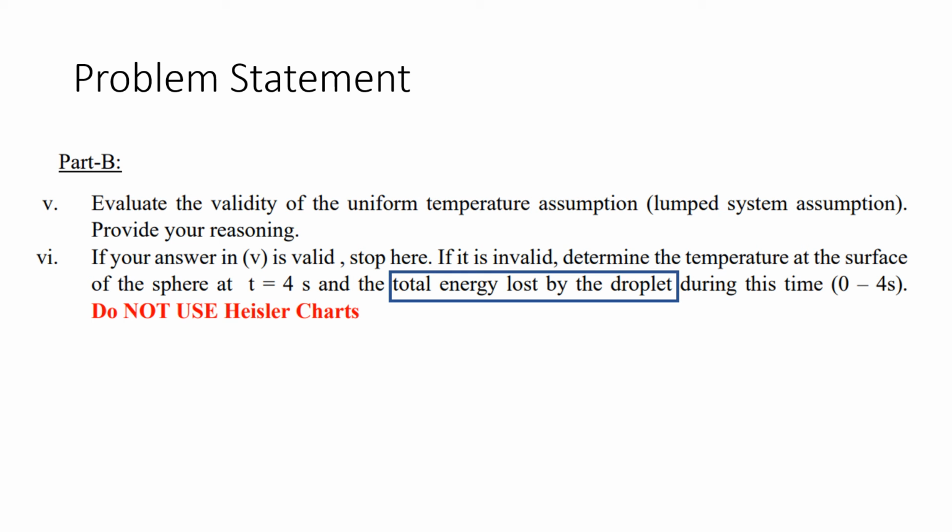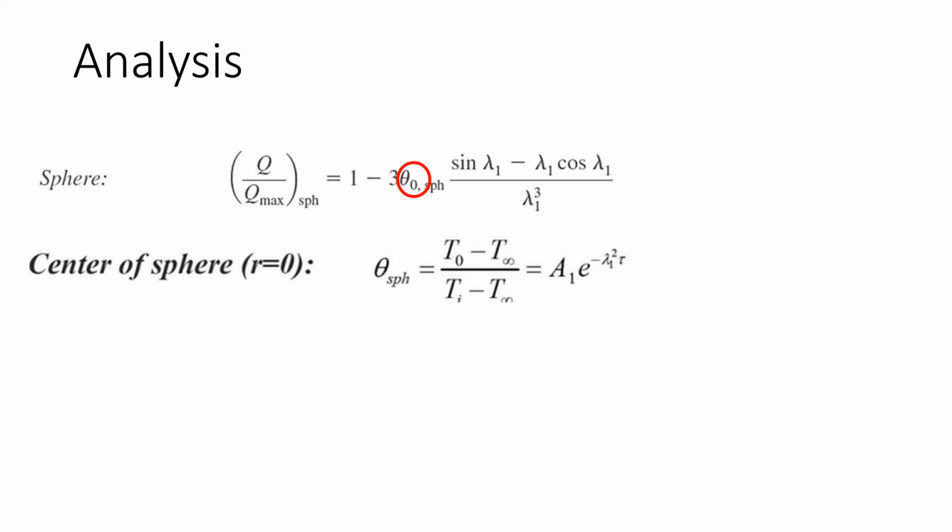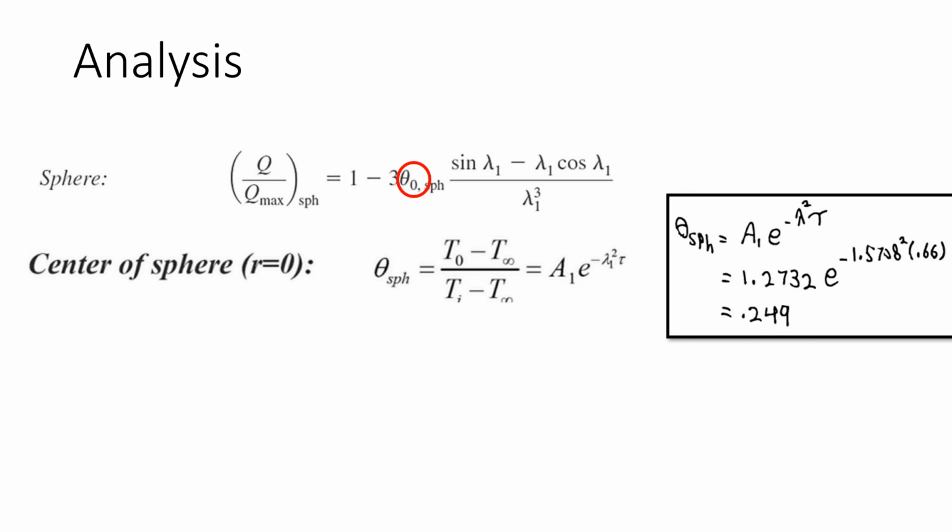So moving on to the second part of this question, it says to calculate the total energy lost by the droplet. So moving on to calculate the Q for the system, here's the equation we can use. It depends on this new term called theta of 0, and this is just saying, the temperature at the center of the sphere. So we already know the values to calculate this. We know a1, lambda 1, and tau. Plugging those in real quickly, we get this.